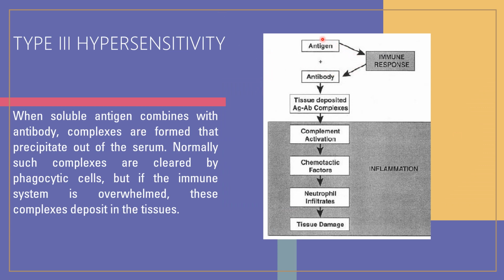Again, this is a flow chart showing the immune process of a type 3 hypersensitivity. When soluble antigen combines with an antibody, the complexes can precipitate out of the serum. So the in situ formation of these immune complexes most likely results in the pathogenesis of this inflammatory reaction. So when the antigen-antibody complex is absorbed in the tissue, it will trigger a humoral immune response.